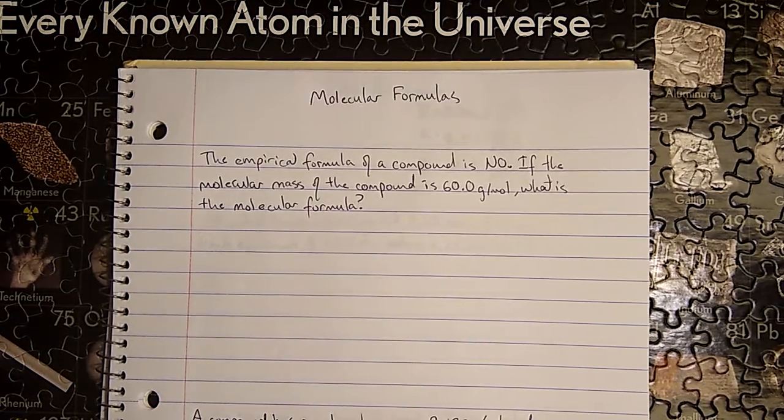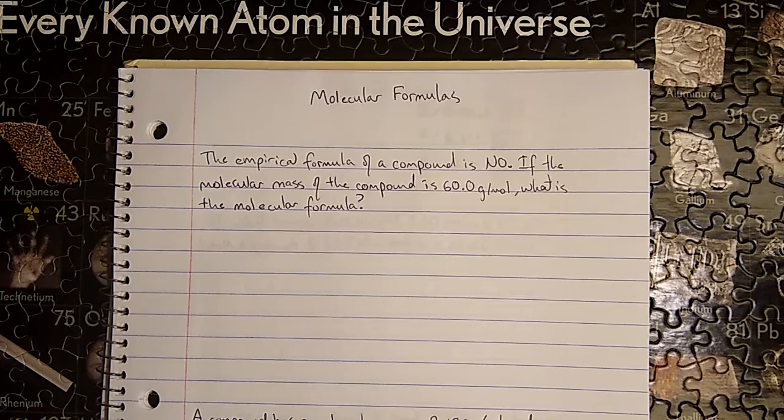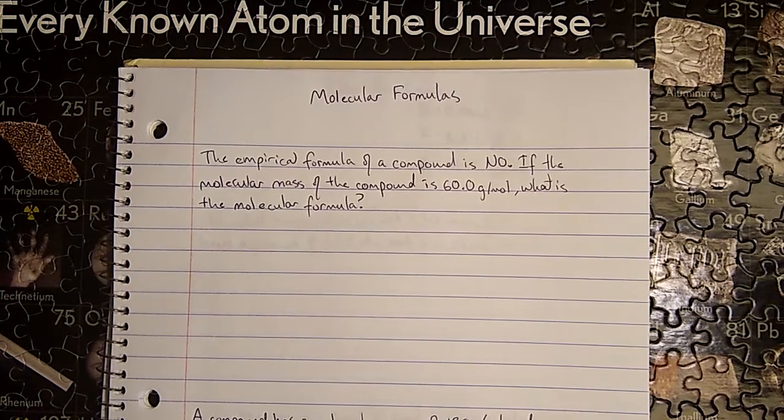The key idea for these problems, to find the molecular formula, is that the molecular formula must be a whole number multiple of the empirical formula. If that's true, then its mass must also be a multiple of the empirical mass. Let's look at an example.